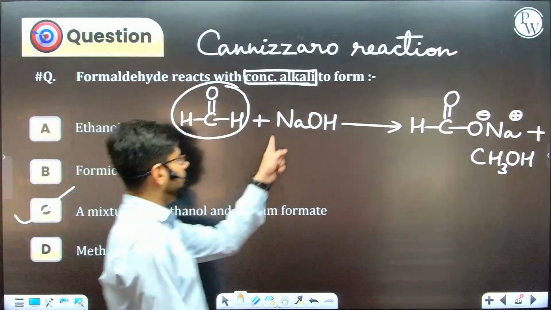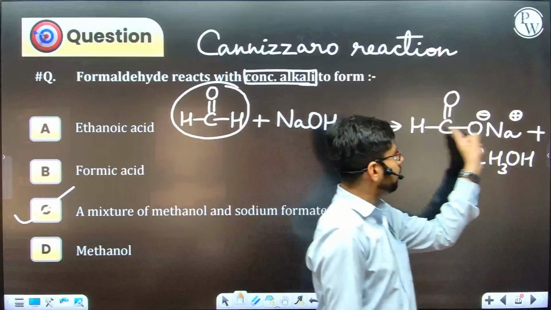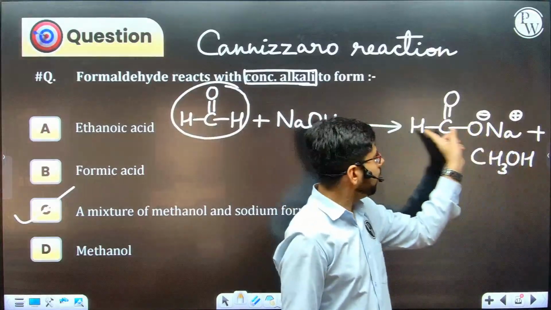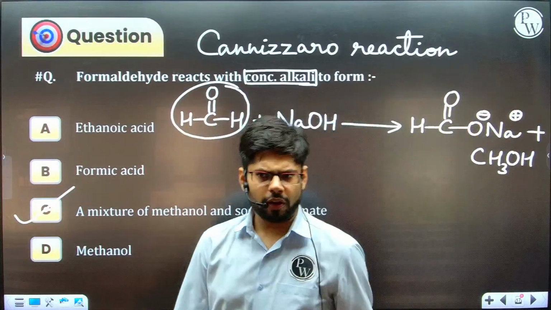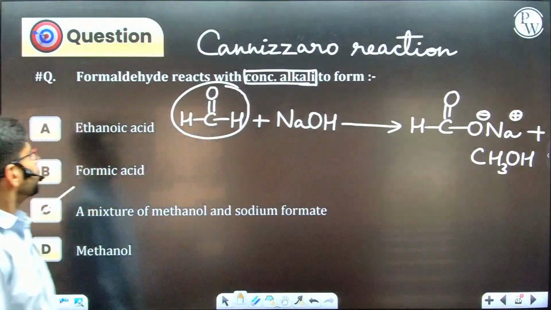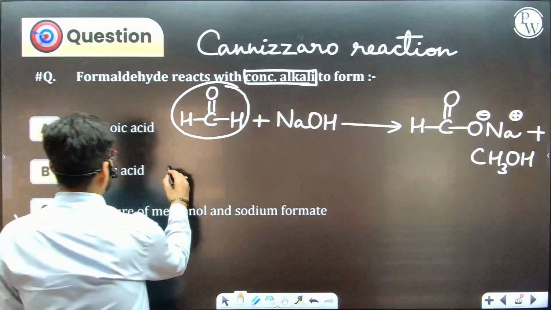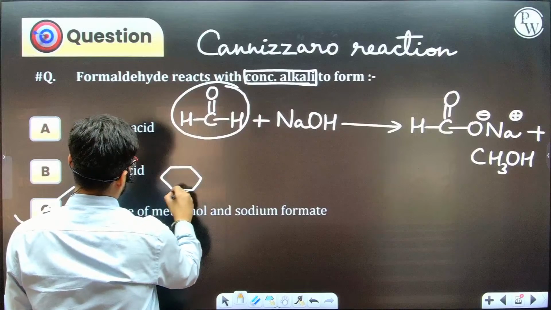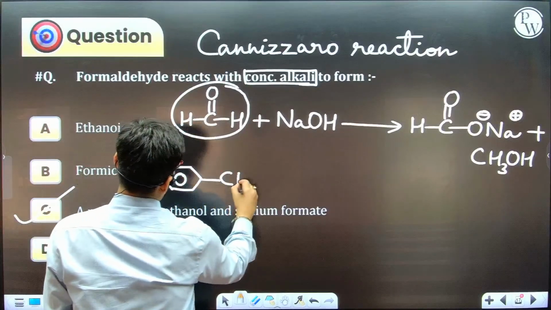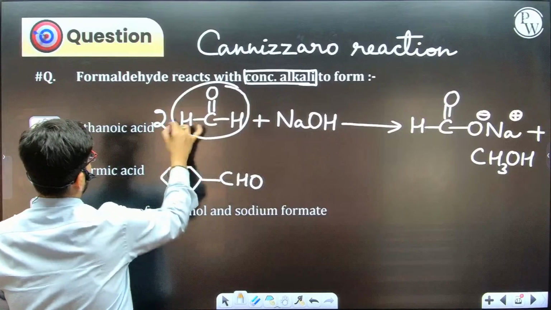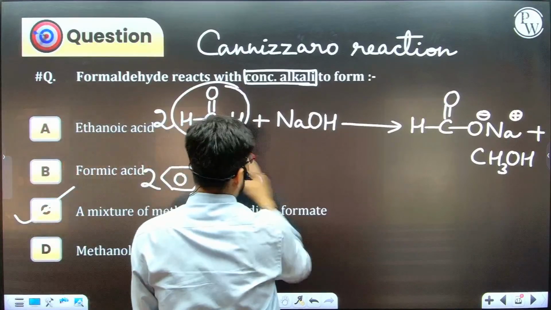Now see, instead of NaOH, if we use KOH, then I'll write potassium formate as one of the products. HCOOK will be one of the products. Cannizzaro reaction. Similarly, benzaldehyde also will give this reaction. We have to balance this, right?